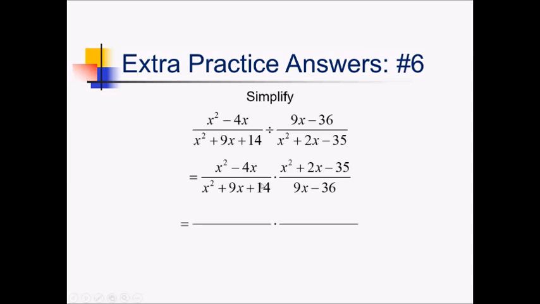In the upper left, then, we can take out an x, leaving me with an x minus 4. In the lower left, I actually need factors of 14 that add up to 9. 1 and 14 doesn't work, but 2 and 7 does. So x plus 2 and x plus 7. In the upper right, we need factors of negative 35 that add up to 2. 1 and 35 is no good. 5 and 7 works if you have negative 5 and positive 7. So x minus 5 and x plus 7.